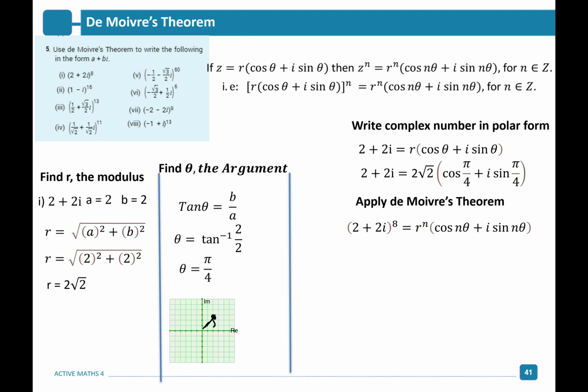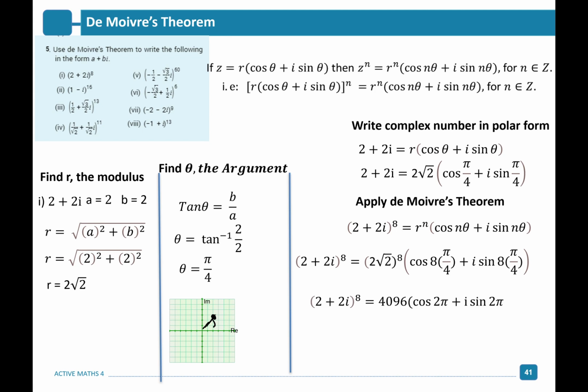Let's substitute our values into our equation for de Moivre's theorem. This gives us (2 plus 2i) to the power of 8 can be written as (2 root 2) to the power of 8 times cos of 8 times pi over 4 plus i sin 8 pi over 4. Let's simplify this. (2 root 2) to the power of 8 gives us 4096.